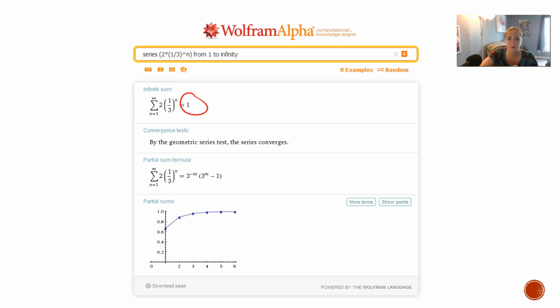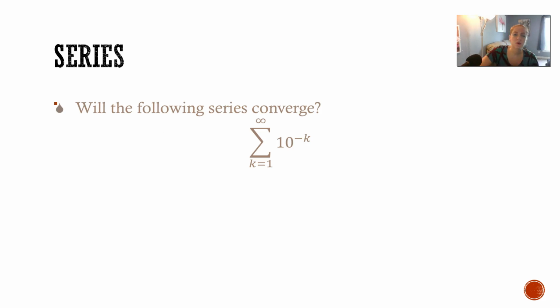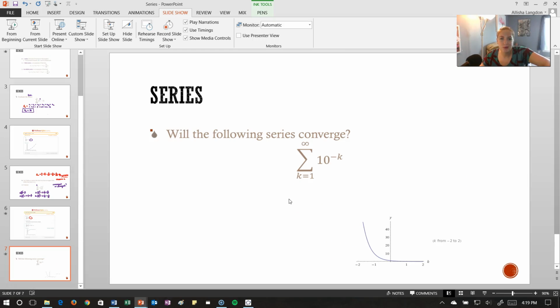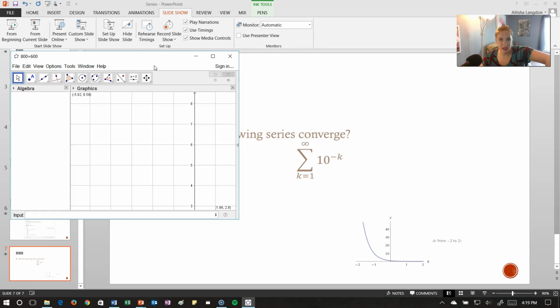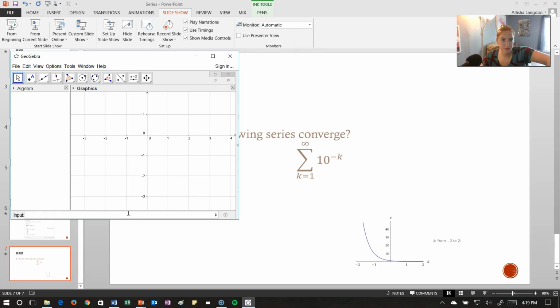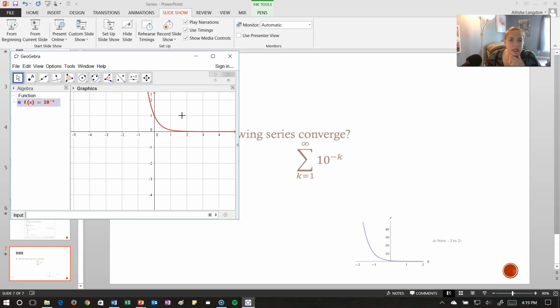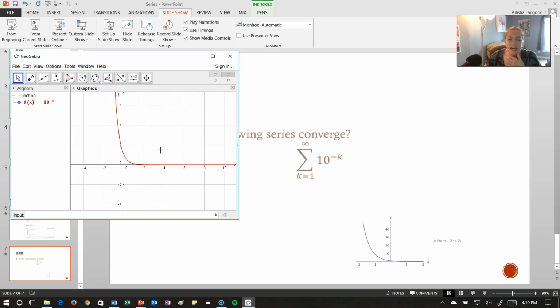So, okay, will the following series converge? One way to actually do this is to type it into Geogebra. So let's delete our old function and just type in our new one. So f of x equals 10 to the negative x. And you can see here, yes, it does converge.